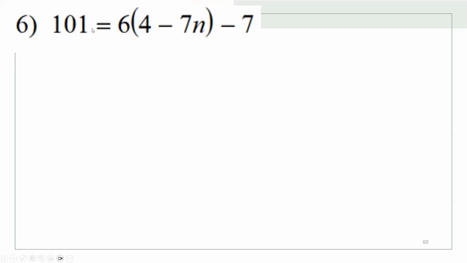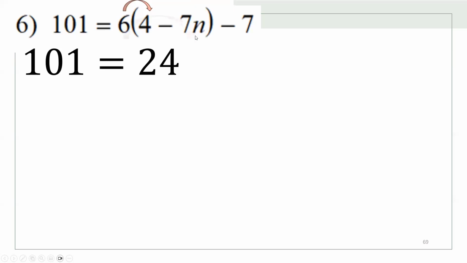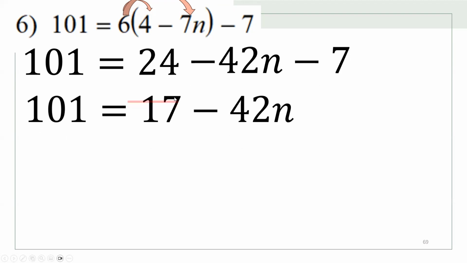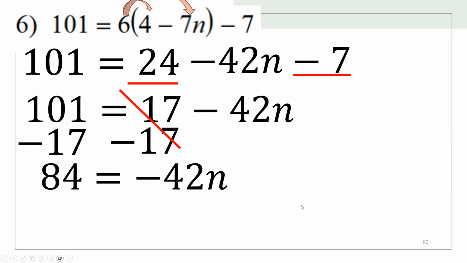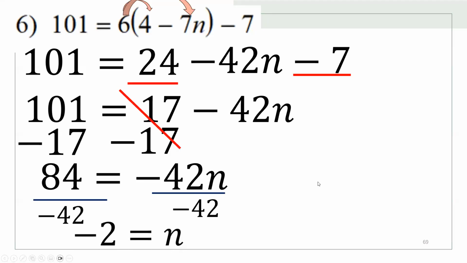Looking at number 6 again, we got to distribute first. 6 times 4, we would get 24. 6 times -7 is -42n. And then we drop down that -7. 24 minus 7 combine to give you 17. Then we subtract 17, and then we divide both sides by -42. Dividing both sides by -42, you end up with -2 equals n.